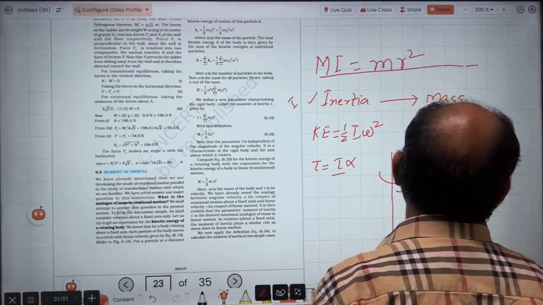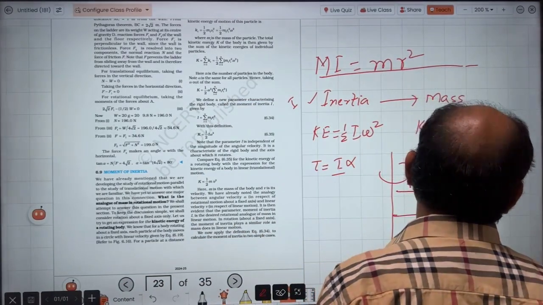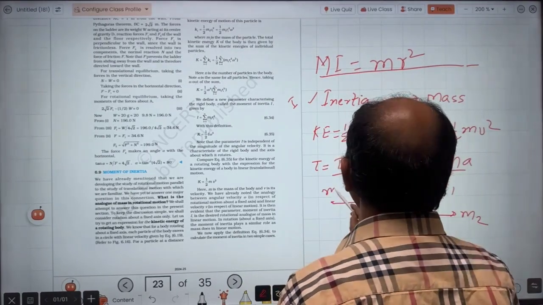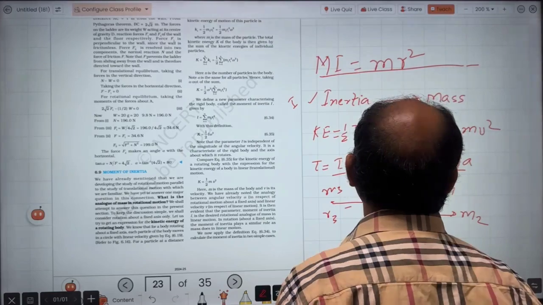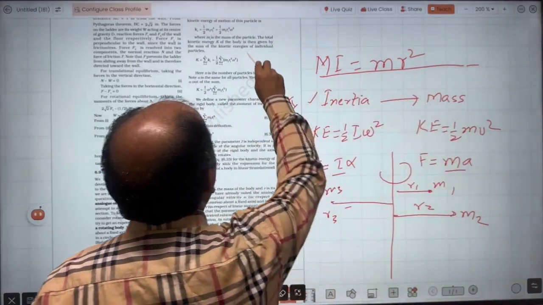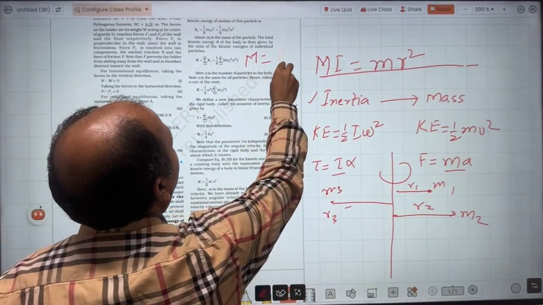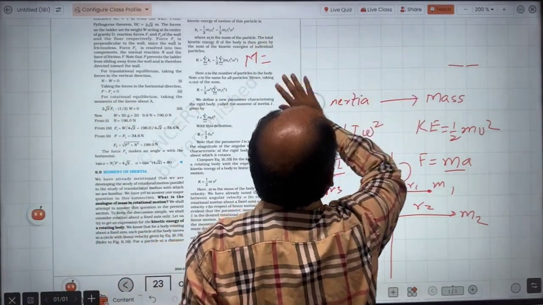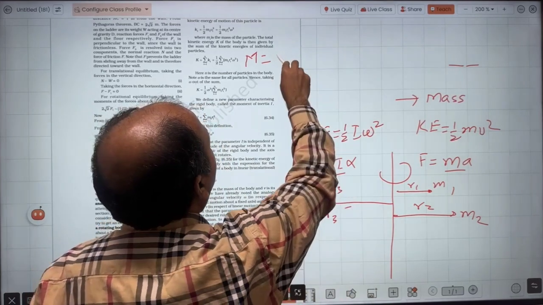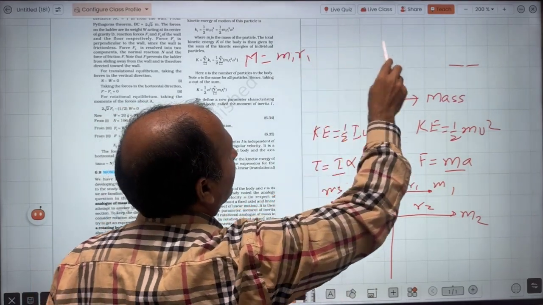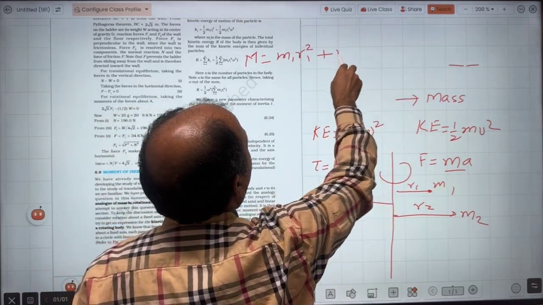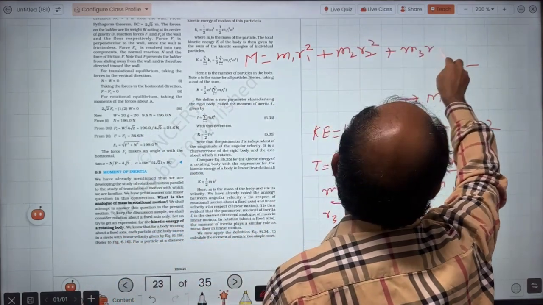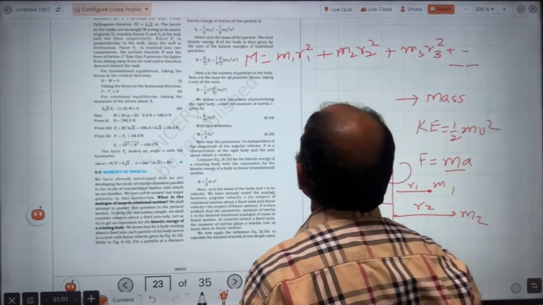Suppose this is the axis of rotation and there is a mass, say at distance r1, say this is m1, there is another mass, say m2 at r2 distance, there is a third mass here, m3 at r3 distance. In that case, suppose we want to find out the moment of inertia, so MI will be the sum of all. So what do you get? You will get m1 r1 square plus m2 r2 square plus m3 r3 square and so on.